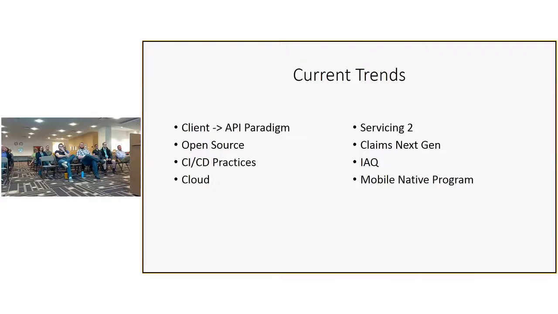All right, so current trends going on in the industry right now that have a heavy impact on things we're doing at Progressive, kind of 4 big trends: the client API design paradigm, open source software development, CI/CD practices, and cloud. We know these are important because of the influence they're having on the programs Servicing 2, Claims Next Gen, IAQ, Mobile Native Program. Now, I'm not going to sit here and talk about these 4 trends, because no doubt you've heard about them already, and you would be really bored after an hour, and that's not my objective. So I'm not going to dive in.